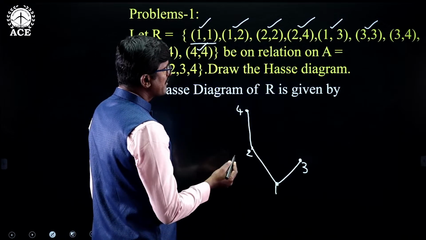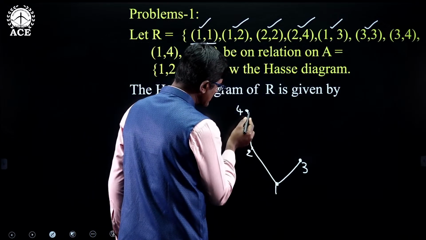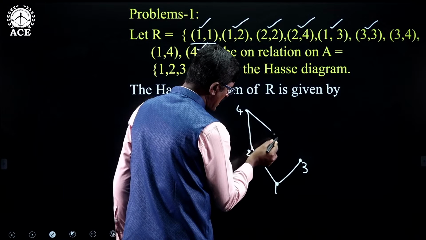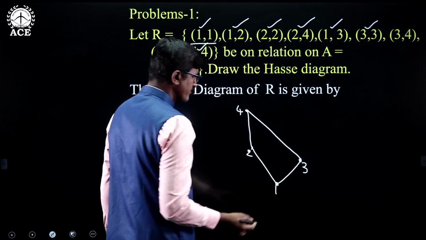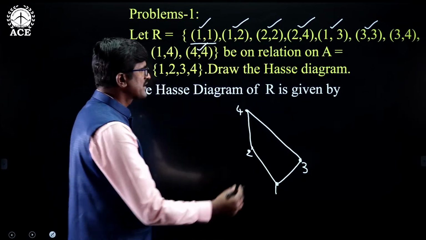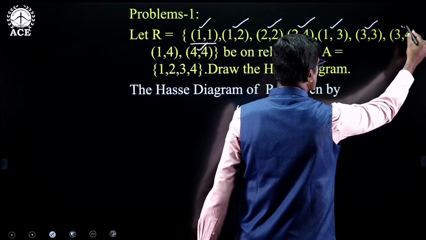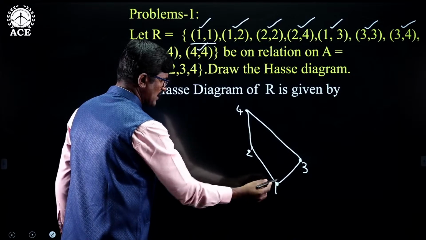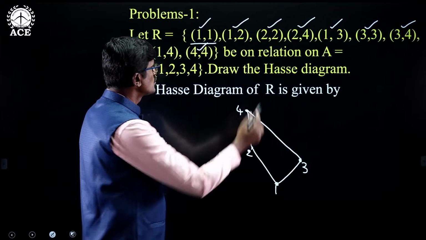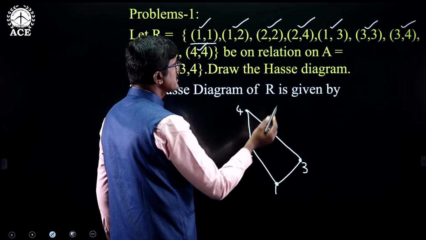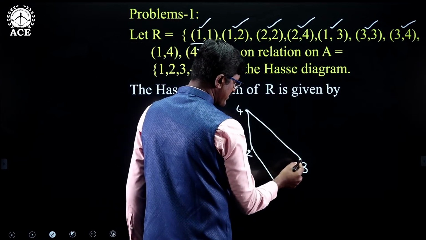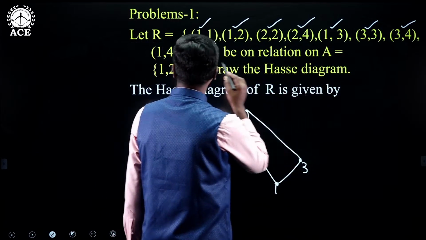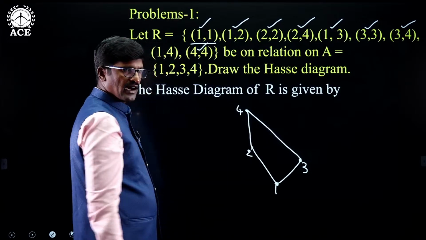Next 3, 4. 3, 4 means 3 must be downwards and 4 must be upwards. This is 3, 4. Now 1, 1 is over, I am representing that with a dot. 2, 2 representing with a dot. Next 3, 3 representing with dot 3. 4, 4 representing with dot 4.